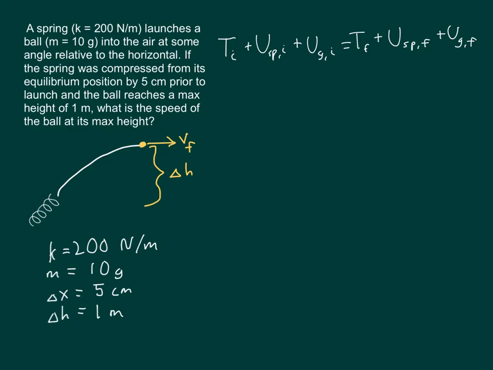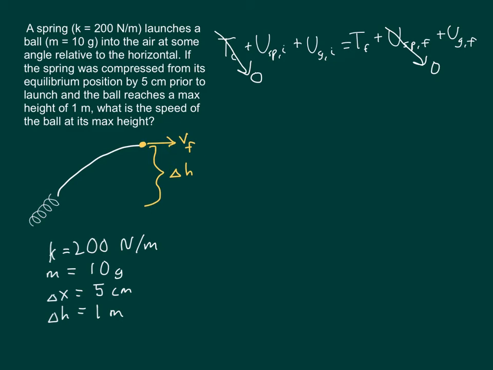Alright, welcome back. Let's compare our results once again here. The first thing I did was decide that my initial state would be when the spring is compressed before the ball is launched, and my final state would be after the launch when the ball reaches its maximal height. With these initial and final states, we could say that the initial kinetic energy is 0, because the ball is not moving, and the final spring potential energy is 0, because the spring is back to its equilibrium length.